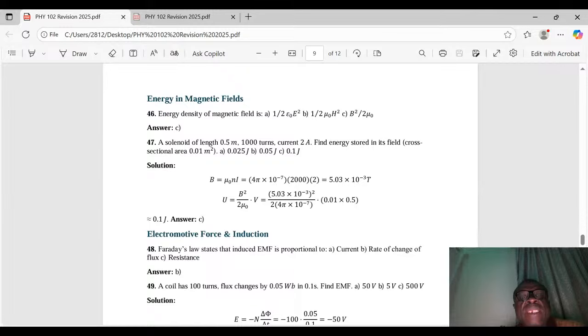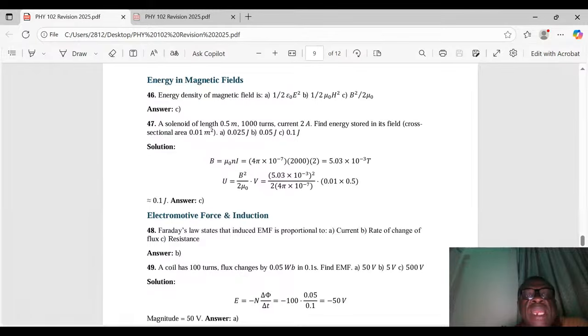So let's look at the energy in the magnetic field. Question 46. Energy in the magnetic field. The energy density in the magnetic field is A, 1 over 2, that's B, that's C. The correct answer is B square all over 2 mu naught.